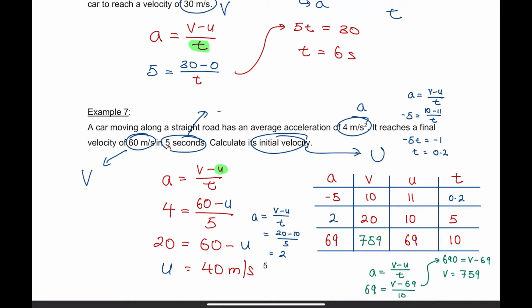We plug and play the values. Acceleration is 4 meter per second squared. Final velocity is 60 meter per second. U is our unknown that we do not know. Time is 5 seconds. So therefore, by simple mathematical manipulation, we can find that the initial velocity is 40 meter per second.